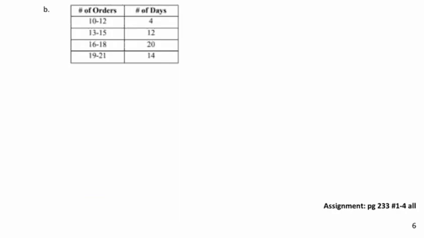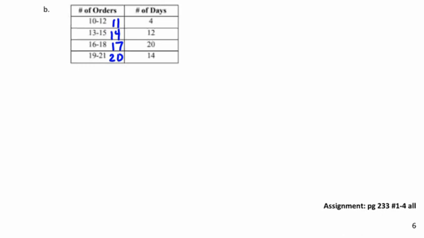Last example here. So again, we're given a range. Our first step we want to do is identify what would that middle number be. What's in between 10 and 12? So the numbers we'll be using is 11, 14, 17, and 20. And we need to remember to multiply them by the number of days that that number of orders occurs. So there's 11 orders, 4 different days. There's 14 orders, 12 different days, and so on.